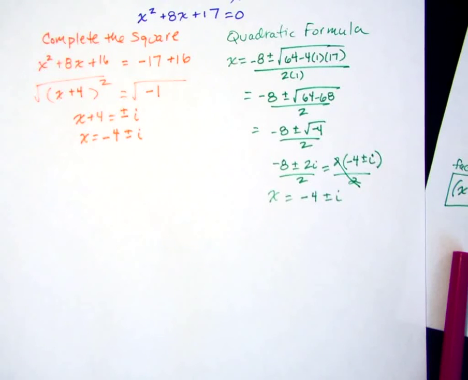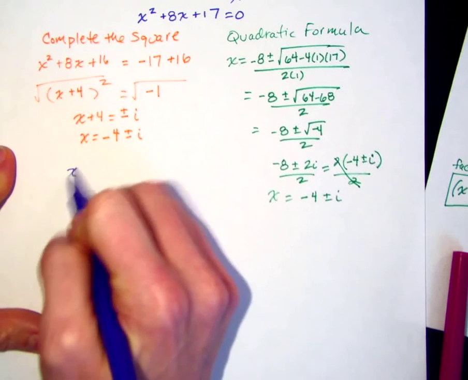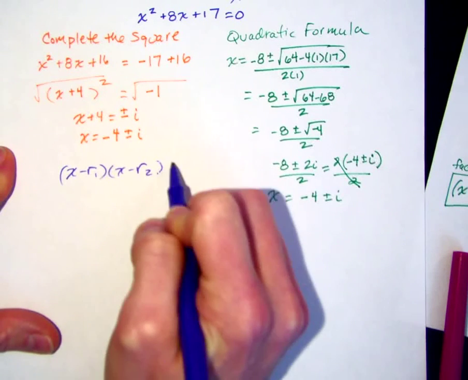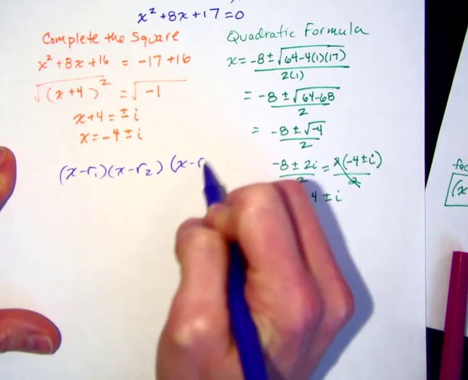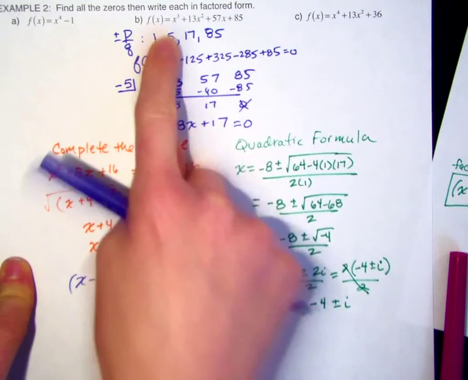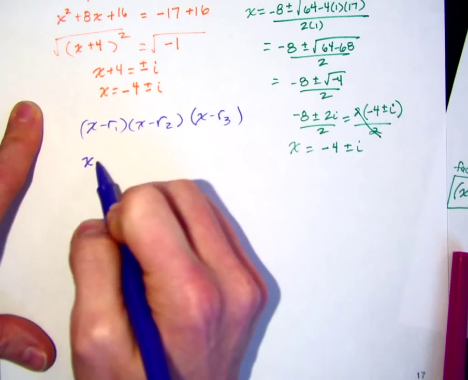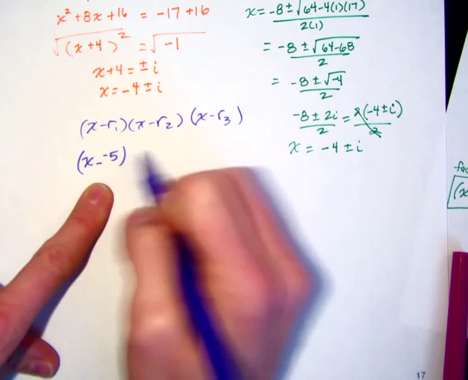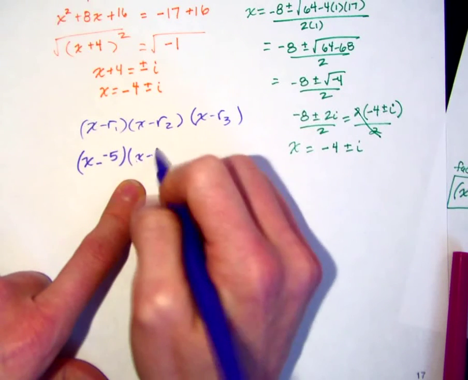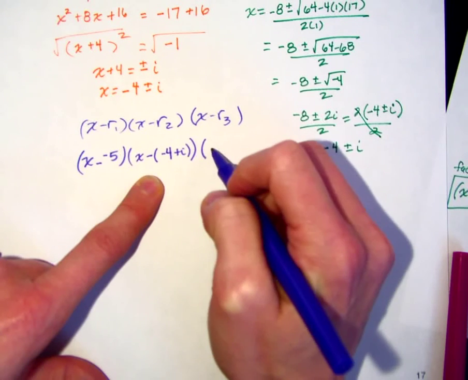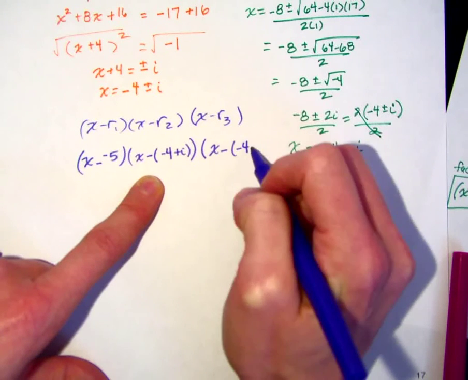All right, so then we need to finish the problem. We're supposed to write this in factored form. Now remember, to write in factored form, it's going to be x minus one of our roots, and our second root, and our third root. Okay, and I know I have 3 roots because my degree was 3. Now my first root we found already was negative 5. So this is x minus negative 5. That's root 1. My second root is going to be x minus negative 4 plus i, and then my third root is x minus negative 4 minus i.